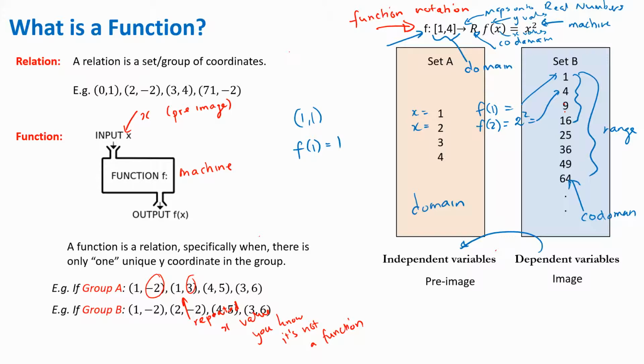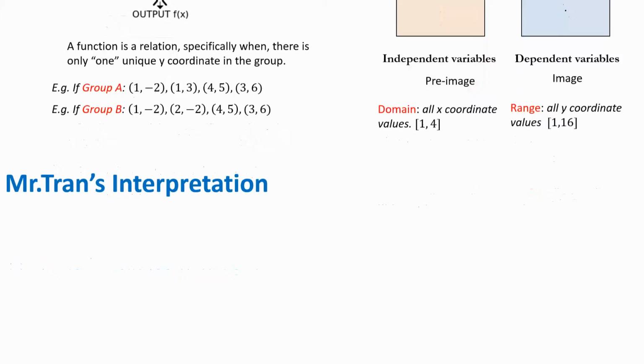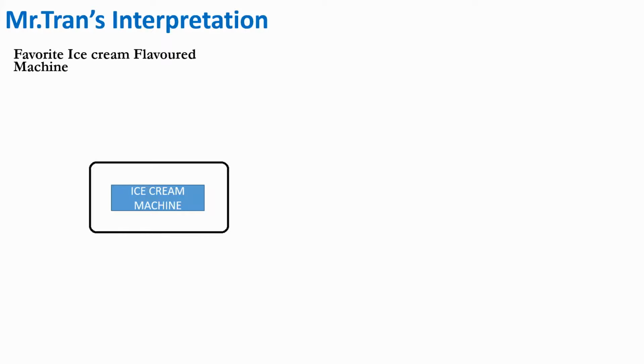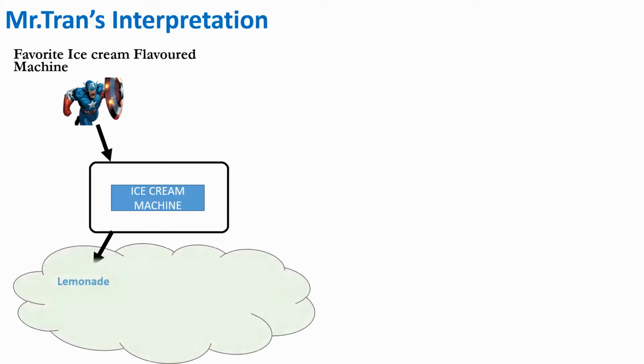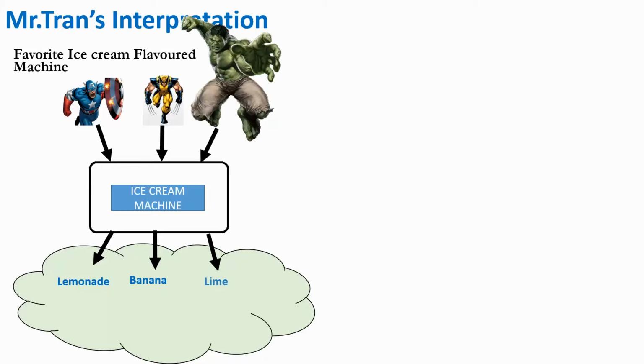Now, this is my interpretation of the codomain. If you still didn't understand that, let's do another interpretation. Let's say a favorite ice cream machine. You put Captain America in, you get lemonade flavor. If you put Wolverine in, you get banana. And if you put the Hulk in, you get lime.